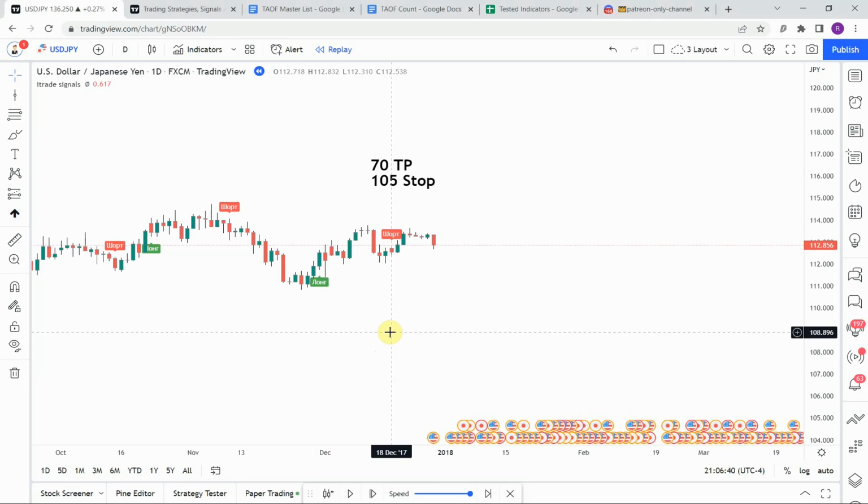Today we will be testing the iTrade buy sell indicator.